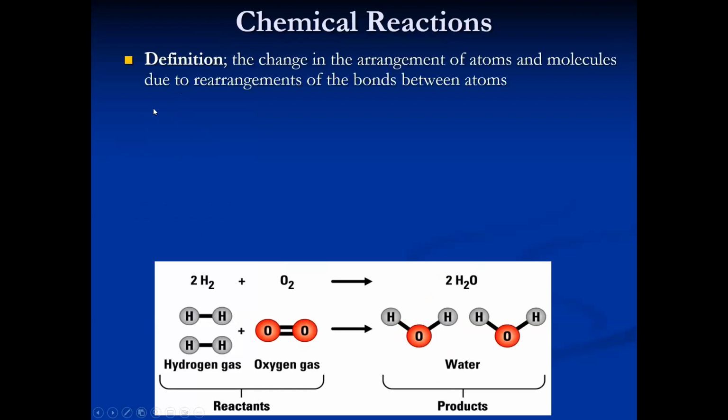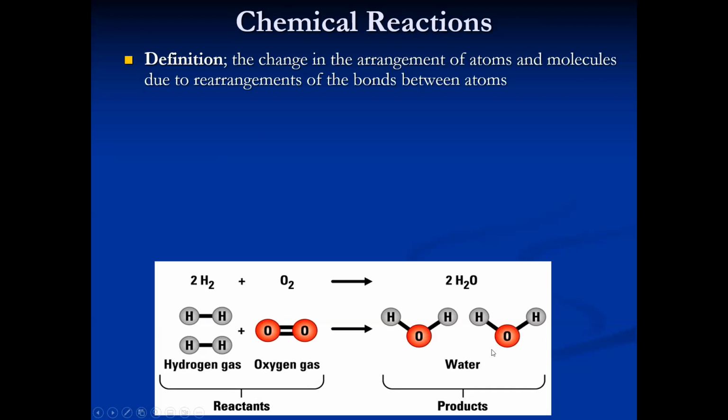What is a chemical reaction? Well, it's the change in the arrangement of atoms and molecules due to rearrangements of the bonds between atoms. Let's take a look at the example down at the bottom. Here's hydrogen gas, 2 hydrogens stuck together by 2 electrons. We saw this earlier. So we have 2 of those and 1 oxygen gas. Notice that the oxygens are together and the hydrogens are together. When you mix hydrogen gas and oxygen gas together and spark it, you get water.